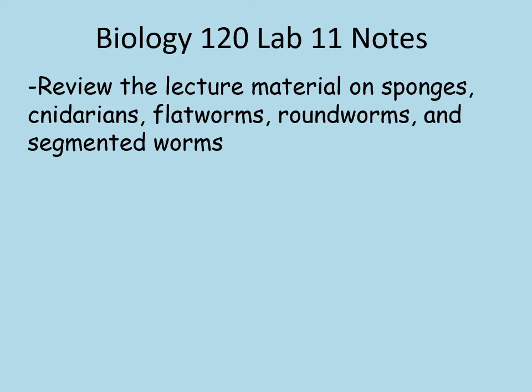Hello, so these are the instructions to go along with the Biology 120 Lab 11. In this lab, we're starting to look at the diversity of animal groups. So we're covering a lot of different groups today. We're looking at the sponges, the Cnidarians, and then three groups of protostome worms, groups that have traditionally been referred to as worms, the flatworms, roundworms, and segmented worms.